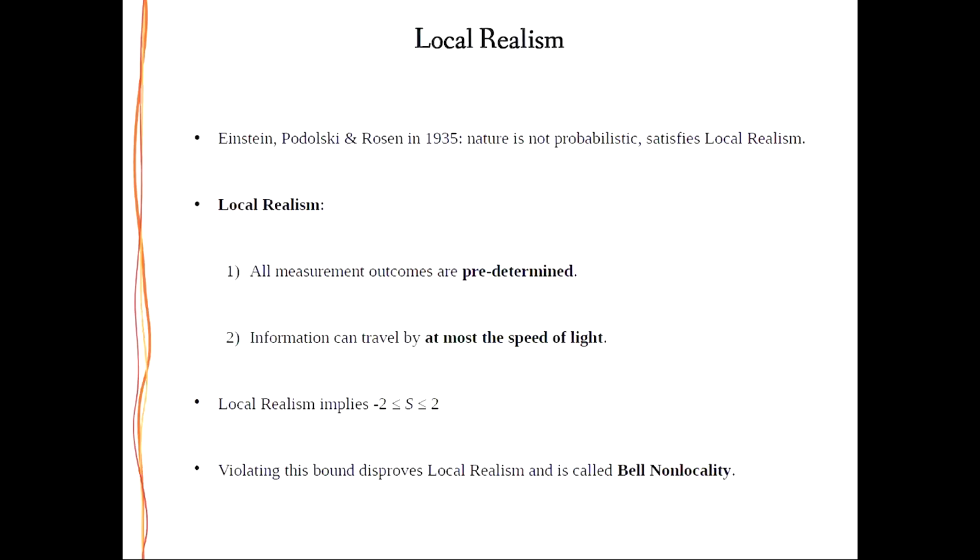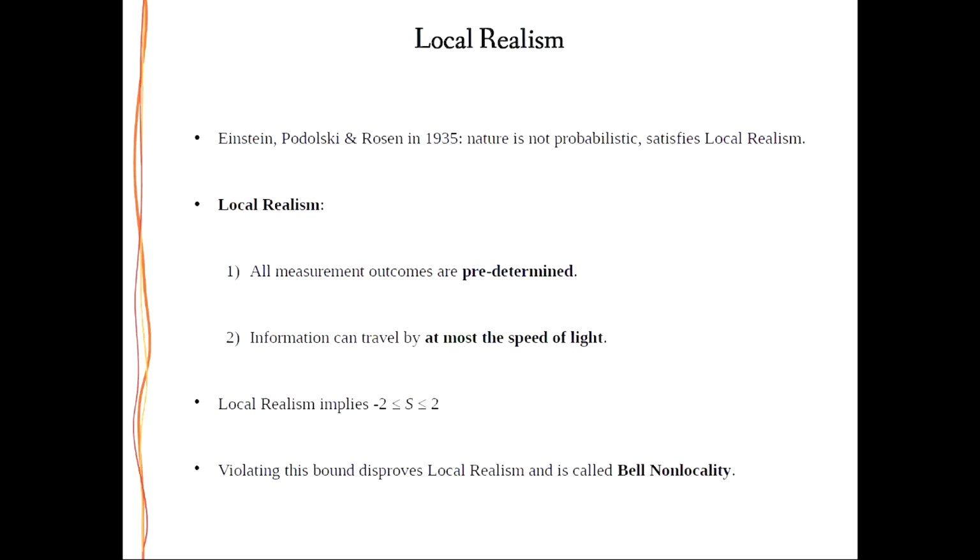I'll show you in the next slide that local realism implies that S can be at most 2. But I also said that quantum mechanics gives you S equal to 2 square root of 2, which is bigger than 2. So what does that mean? That means that local realism cannot be true. But if local realism is not true, then either 1 is not true or 2 is not true, or both are not true. Physicists assume that 2 is still true: information can go at most at the speed of light. If 2 is true, then 1 has to be false. So indeed, measurement outcomes are not predetermined. Their nature is probabilistic.